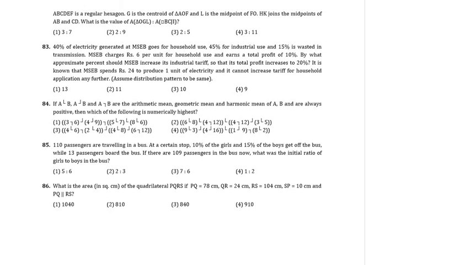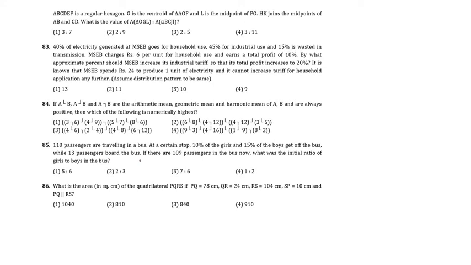Okay, I wanted to show you 85. There is this question which says 110 passengers are traveling in a bus. At a certain stop, 10% of the girls and 15% of the boys get down, while 13 passengers board the bus. If there are 109 passengers in the bus now, what was the initial ratio of girls to boys?